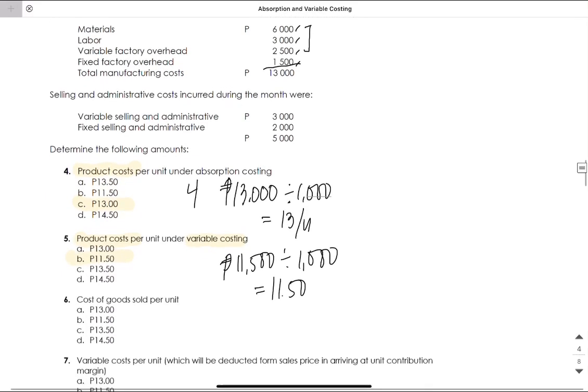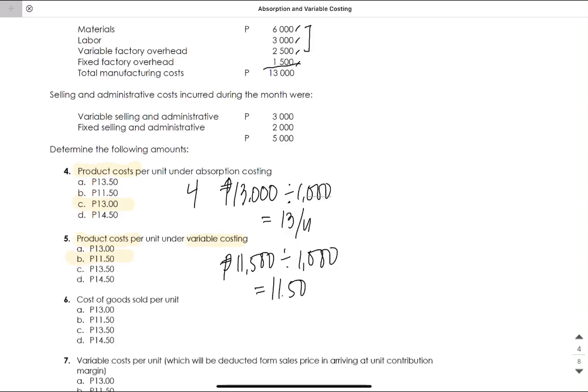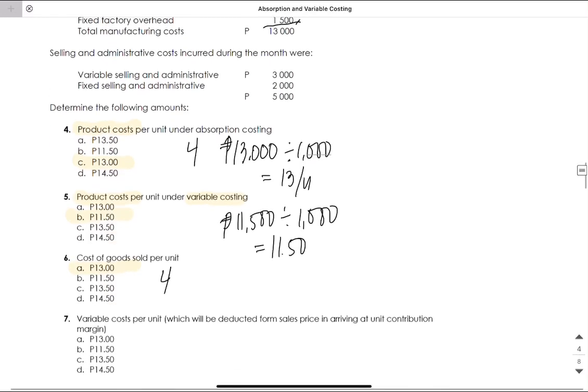Next, number 6. What is the cost of goods sold per unit? The cost of goods sold would be the same as your product cost under absorption costing. So 4 components again, all 4, 13,000. Again, the answer is letter A, 13.